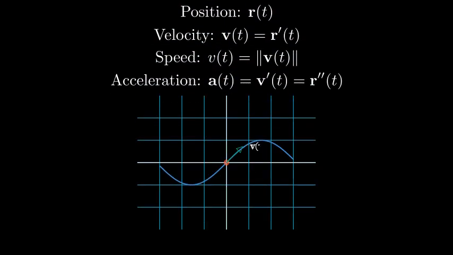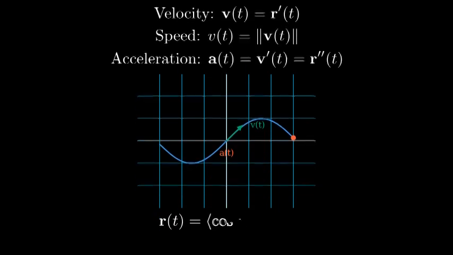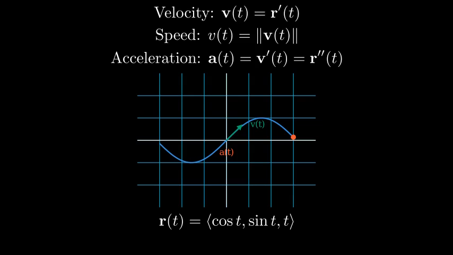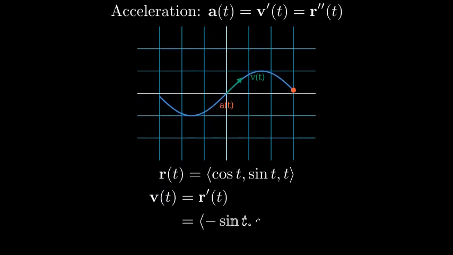In this model, the particle traces out our space curve as it moves through three-dimensional space. The velocity vector is tangent to the curve, while the acceleration vector generally has components both along and perpendicular to the curve. Let's apply these concepts to our helix example. Imagine a particle moving according to the position function r of t equals cosine of t, sine of t, t. The velocity of the particle is v of t equals r prime of t, which we calculated earlier to be negative sine of t, cosine of t, 1.